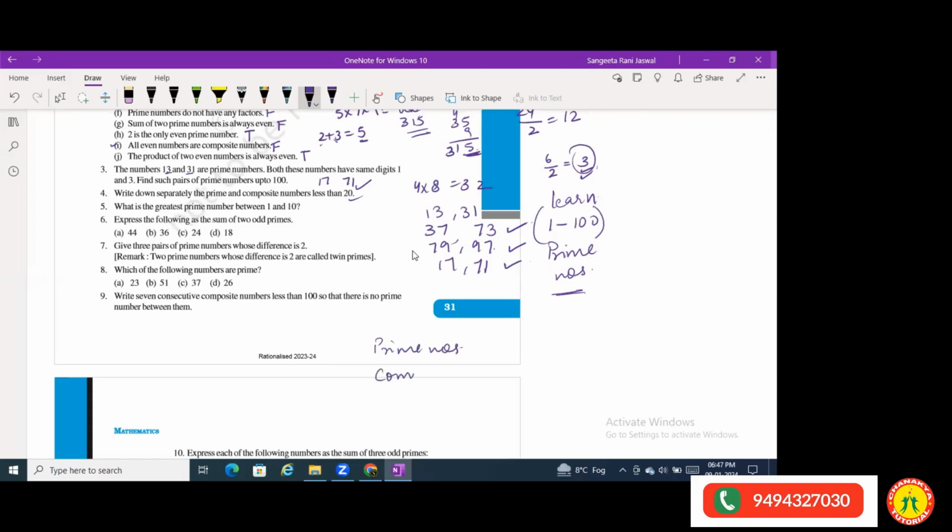and composite numbers. Okay, now children, you take a homework for today. You will learn all the prime numbers between 1 to 100. Okay, this is your homework for today. Please note down this now.